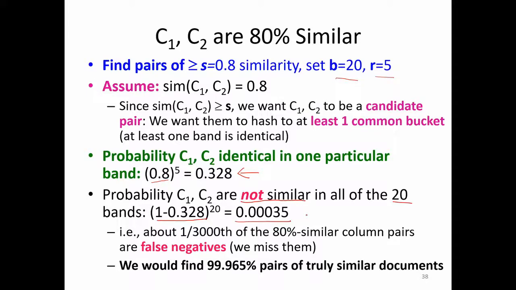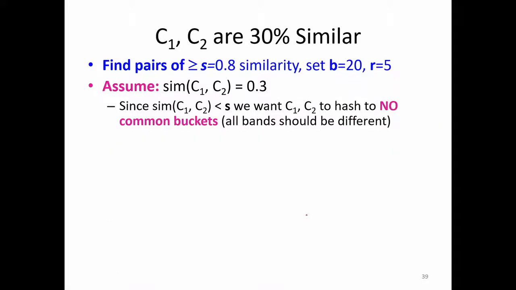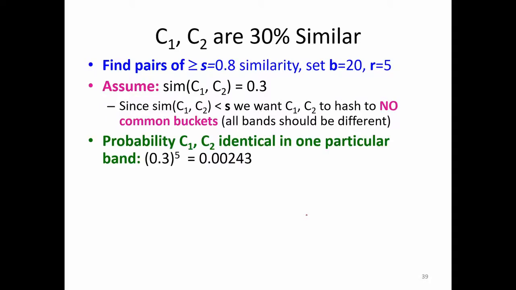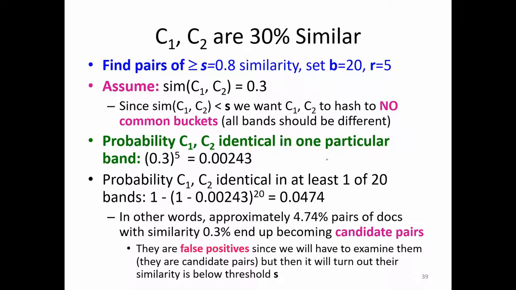Now let us consider the other case. Suppose this is the same sketch. Suppose now that C1 and C2 have an actual similarity of 0.3.